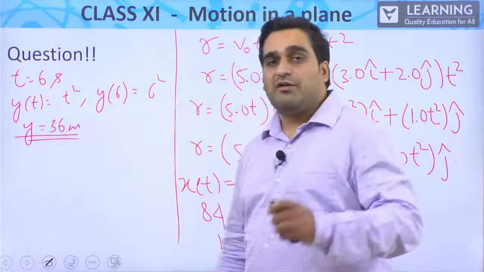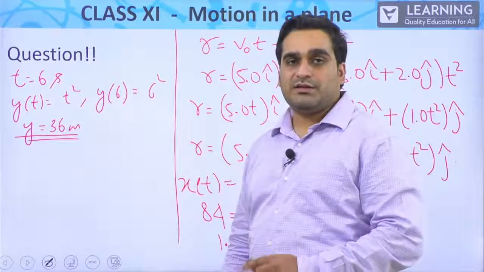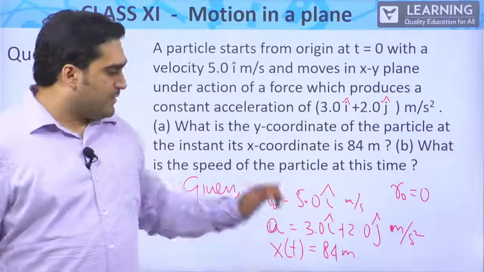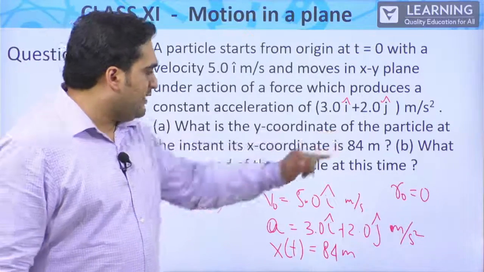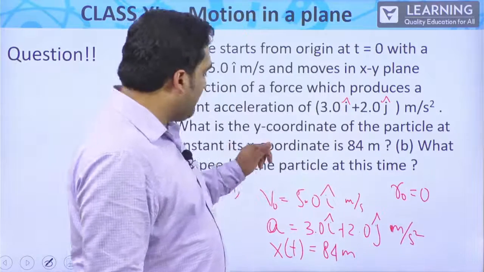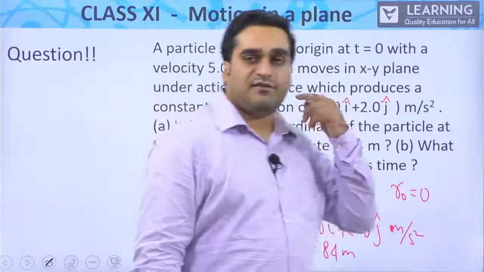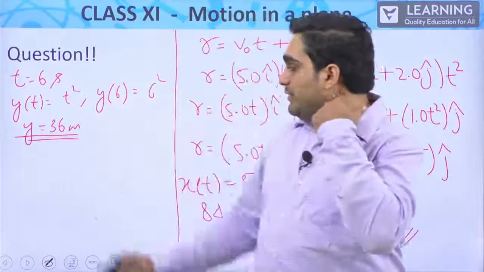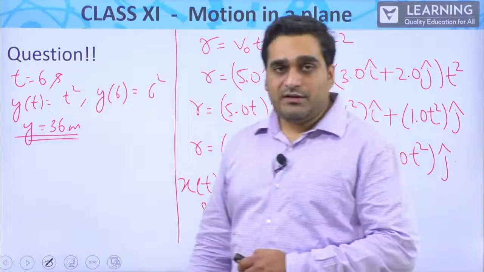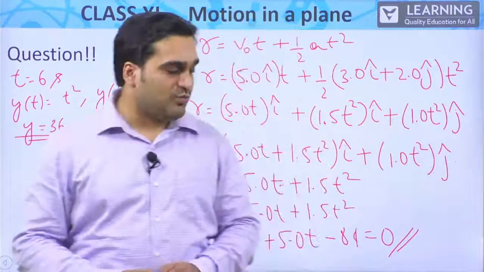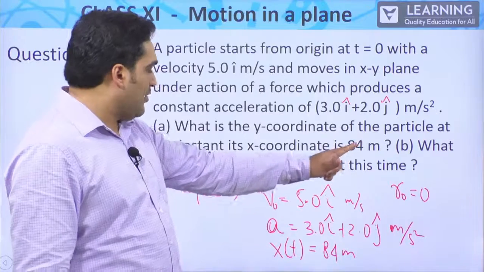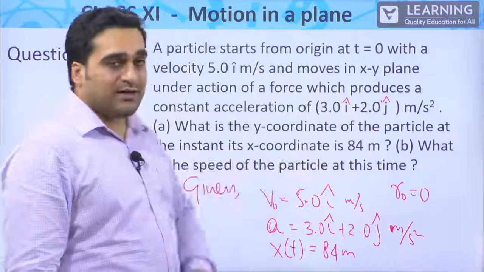See, we have found the answer to the first part of the question, which is: what is the y coordinate of the particle when at a given instant the x coordinate is 84? So what will be the y coordinate? 36. Are we done? Not yet. There's one last question to be solved. What is the speed of the particle?